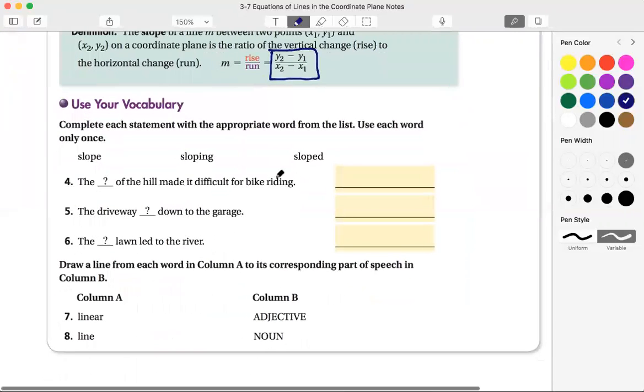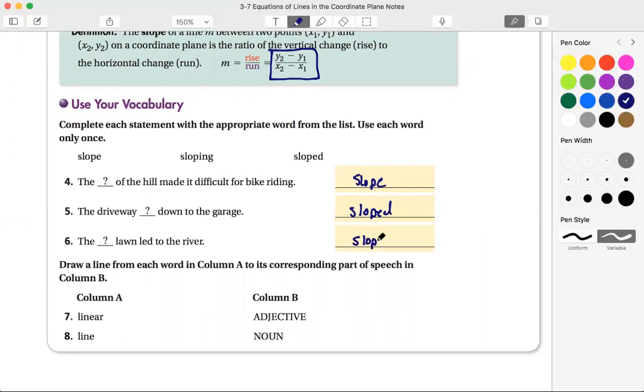So complete each statement with the appropriate word from the list. Use each word only once. The blank of the hill made it difficult for bike riding. The slope of the hill. The driveway blank down to the garage. The driveway sloped down to the garage. The blank lawn led to the river. The sloping lawn led to the river.